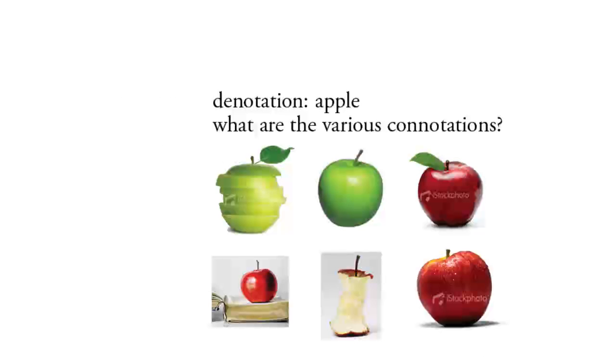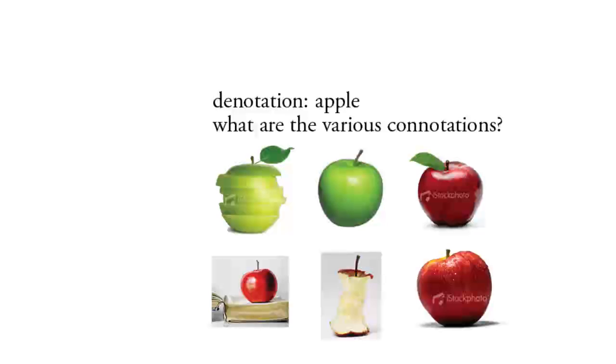So in all these images, we see pictured the same thing. What are the facts? What's the primary definition here? We're seeing an apple. But how it's pictured, as opposed to what it's pictured, brings about various connotations. So what are the different connotations that you see here? What are the things that you associate with each of these images?